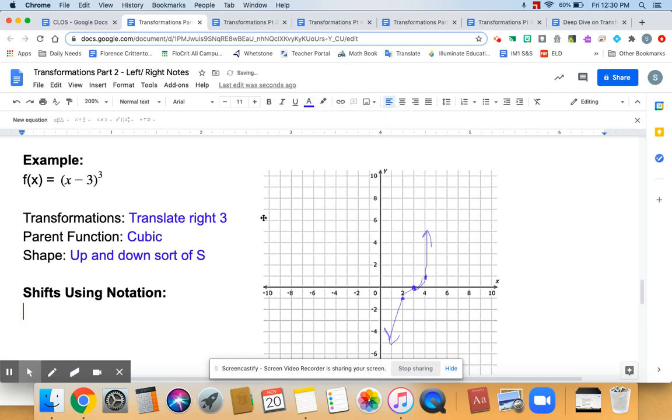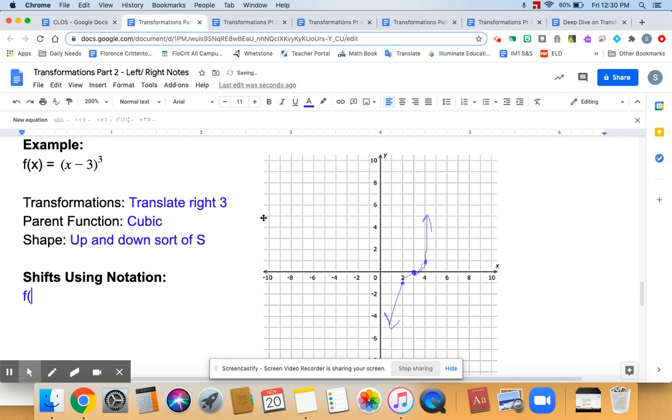And finally, if they were to write it the other way, they would have said that f of x is x cubed, telling you what the parent function is. So then they'd want you to graph an f of x that has a negative 3 in the parentheses, meaning telling you to shift right 3.